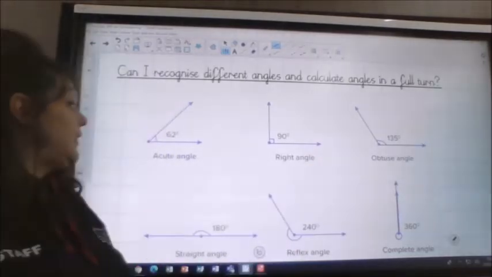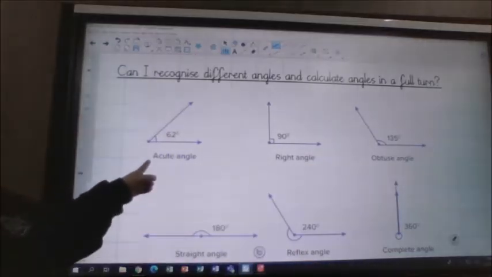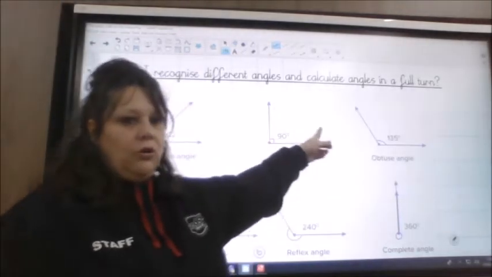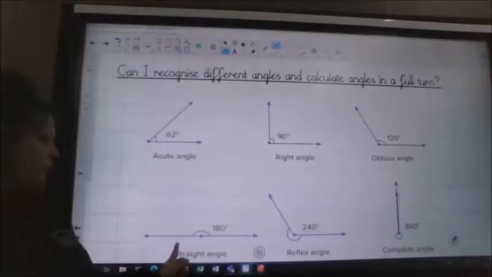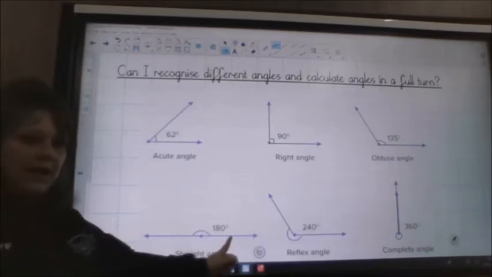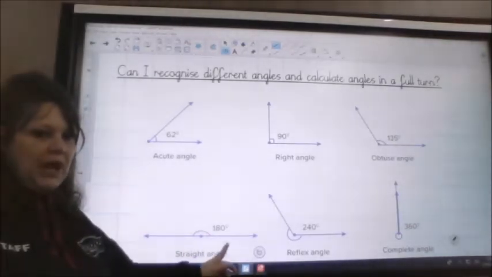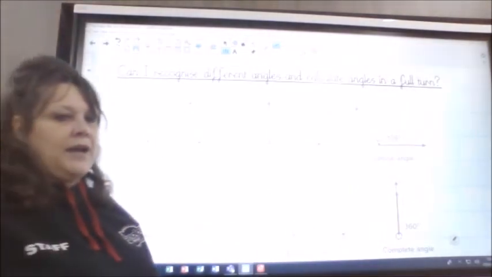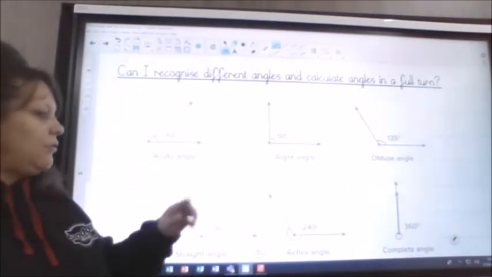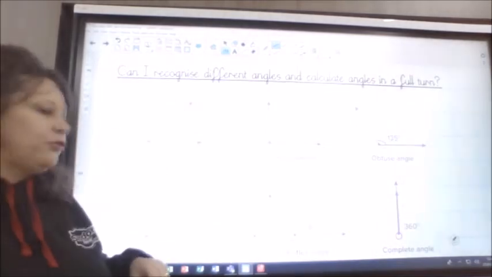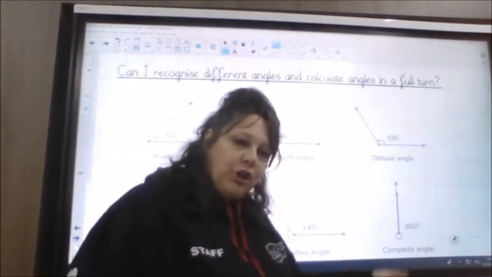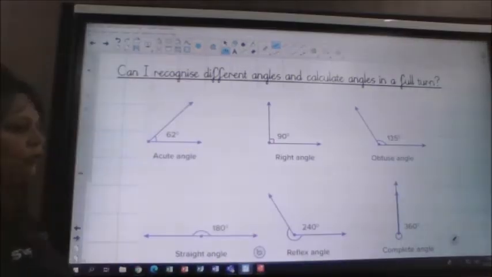We have done these in the past. Acute angle: less than 90. Right angle is 90. Obtuse angle: bigger than 90, but not bigger than 180. Straight line, that's going to be important tomorrow in our maths, 180 degrees. Then we've got reflex angles, they're bigger than 180 degrees and heading towards the full turn. And then we've got the complete full turn, which in a circle is 360 degrees.